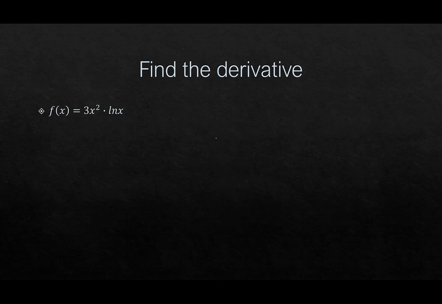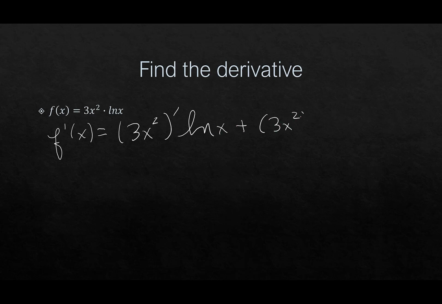F of x is 3x squared times natural log of x. These two I can't multiply out, so I'm going to have to use the product rule. Again, I'll do it kind of the long way, make a plan. My plan is first, take the derivative of 3x squared, just bring the natural log of x along, plus, then go back to 3x squared, and let's take the derivative of the natural log of x.